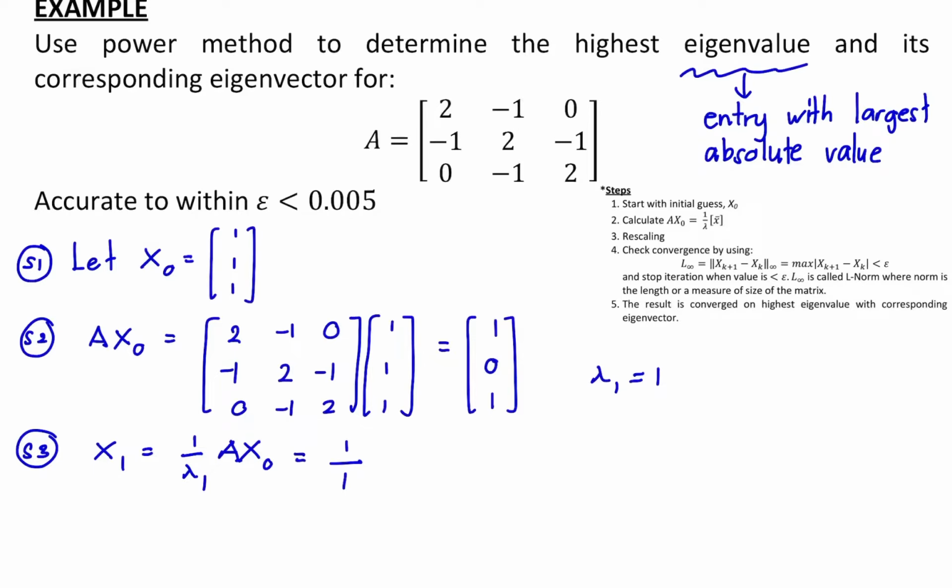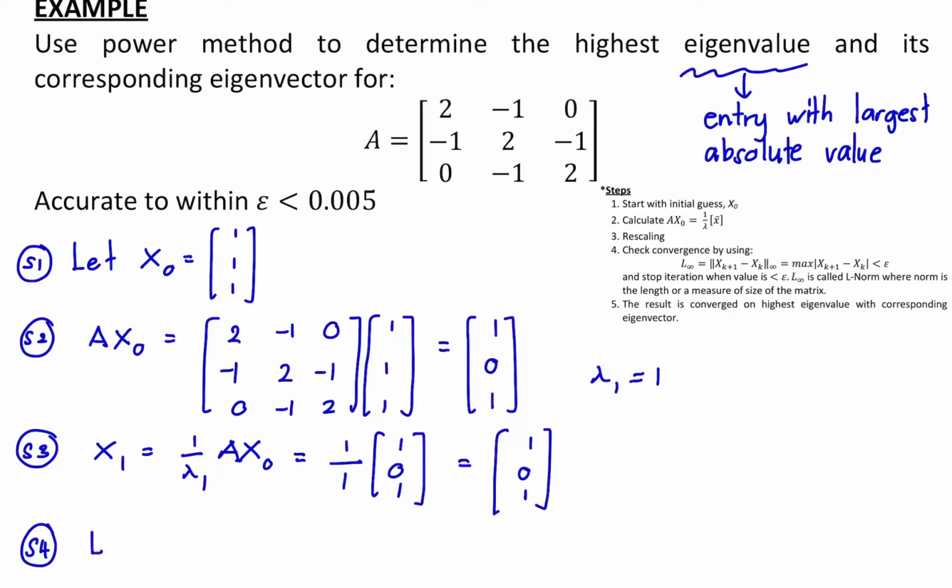We have already calculated that in step 2. Ax0 was also calculated in the previous step, which is this. So Ax0 times 1, 0, 1. Multiplying, I obtain 1, 0, 1. Now this is our eigenvector for x1, our first iteration. But can we accept this as our eigenvector? The question says determine the highest eigenvalue. We cannot simply accept it, we have to check our convergence criteria.